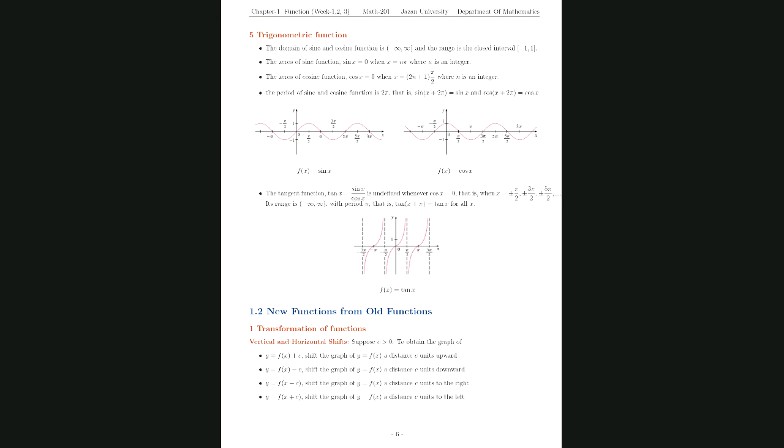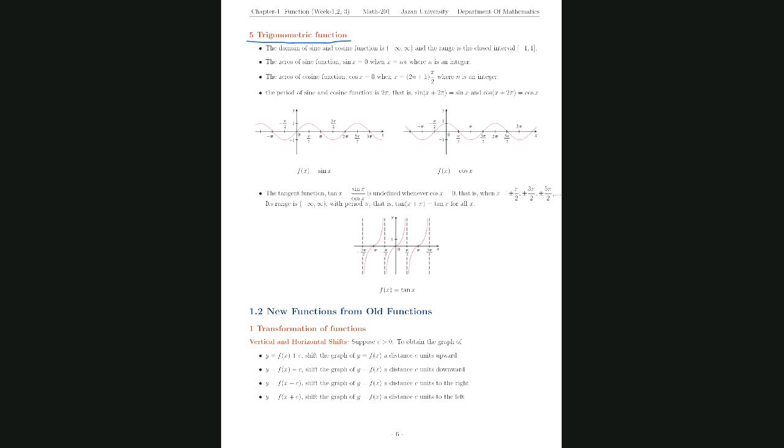Okay, so today I will discuss some more graphs of functions like last lecture. Okay, so let me start from here. See this trigonometric function. Trigonometric functions, that is, sine x, cosine x, tangent x, cotangent x, sec x, cosec x. These are all trigonometric functions.